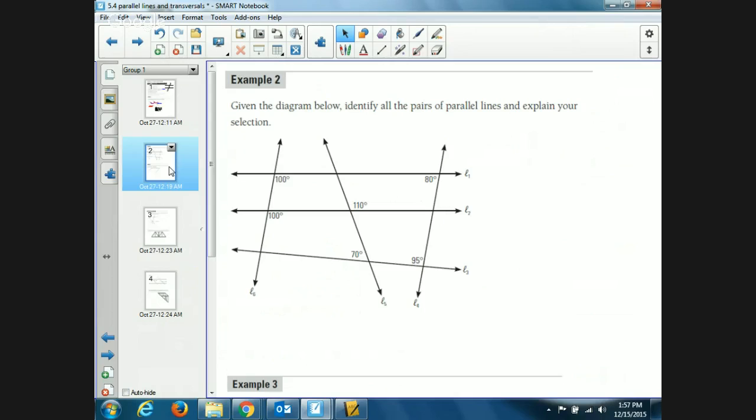Identify all pairs of parallel lines. Explain the selection. Looking at this, I'm going to do it out loud. So line 6 and line 4. I'm taking a look at it. So which one's line 6, line 4?